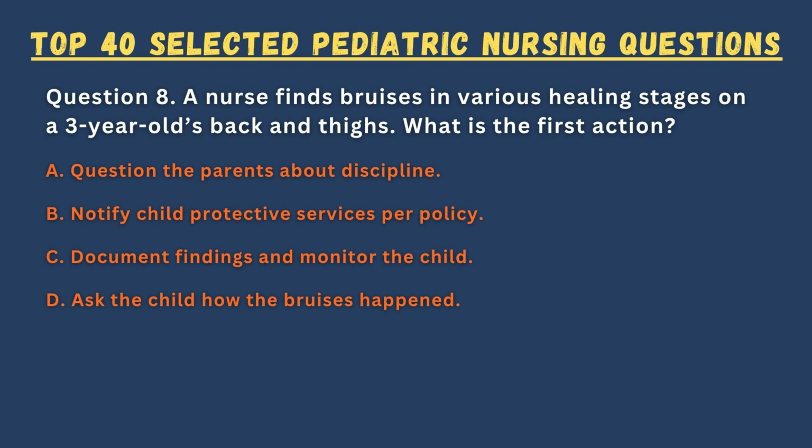Question 8. A nurse finds bruises in various healing stages on a 3-year-old's back and thighs. What is the first action? A. Question the parents about discipline. B. Notify Child Protective Services per policy. C. Document findings and monitor the child. D. Ask the child how the bruises happened.